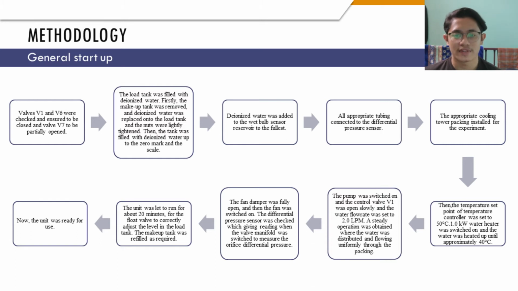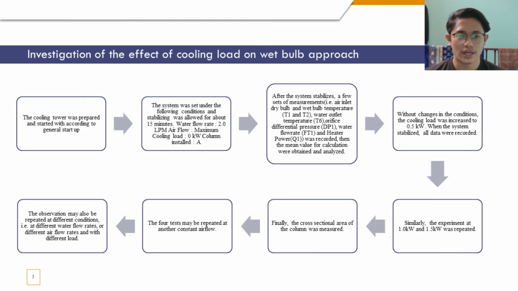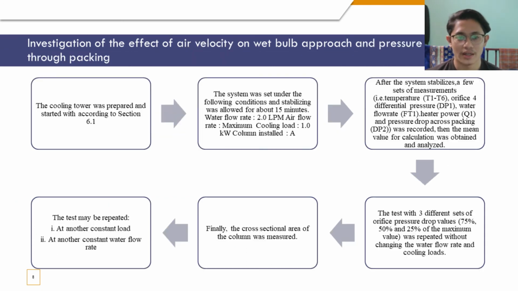The general startup has 10 steps that you need to follow strictly to achieve good results. For the first experiment, the investigation of the effect of cooling load on wet bulb approach, there are 8 steps you need to follow, the first one being to prepare as in the general startup. And then the second experiment, the investigation of the effect of air velocity on wet bulb approach and pressure drop through packing, there are 6 steps that you need to follow as well.